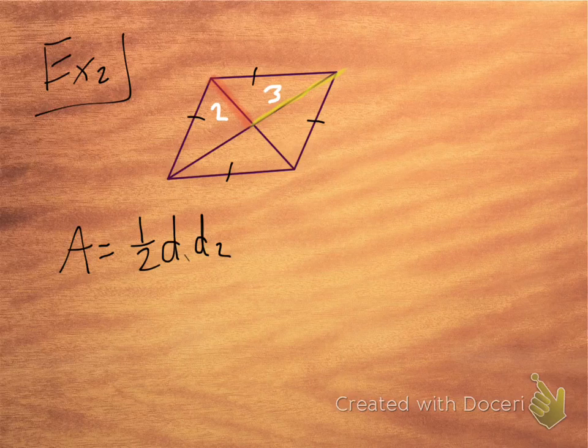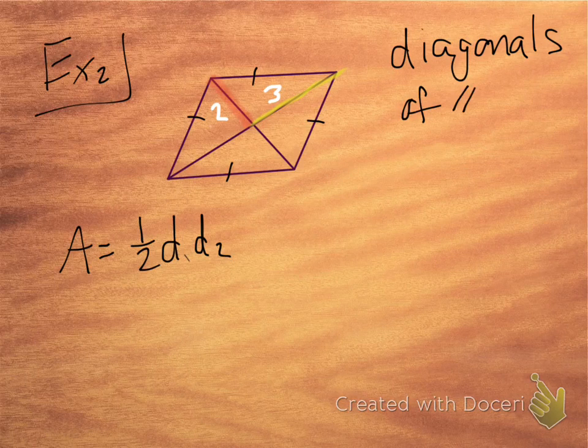Well, we know that a rhombus is a parallelogram, and what can we say about the diagonals of parallelograms? Well, the diagonals of parallelograms bisect each other, right? So the diagonals of parallelograms bisect each other.